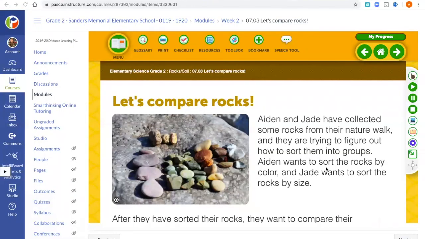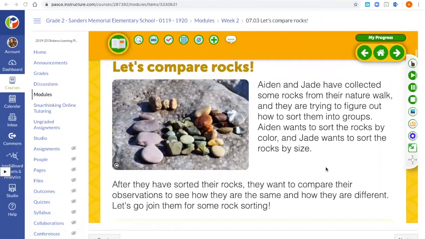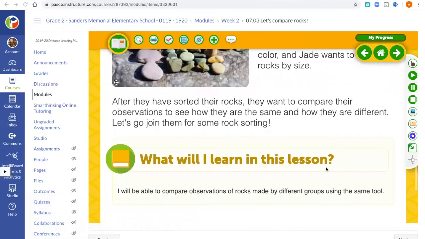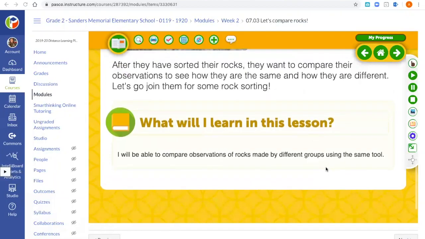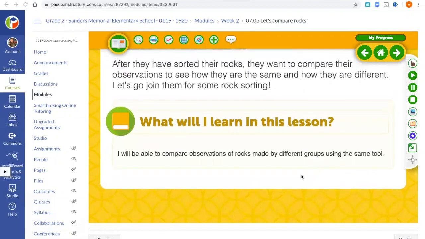This lesson is titled, Let's Compare Rocks. This lesson is going to build off of exploring rocks. What will I learn in this lesson? I will be able to compare observations of rocks made by different groups using the same tool.